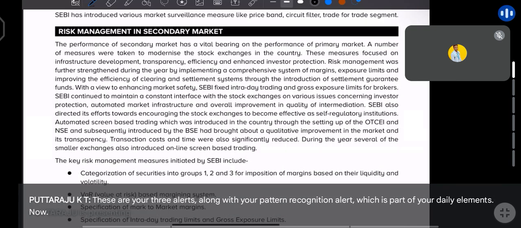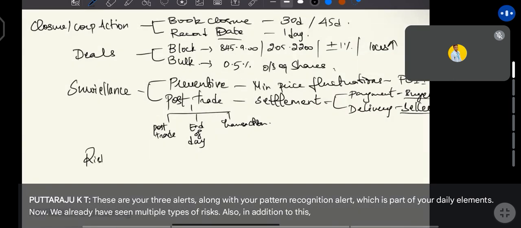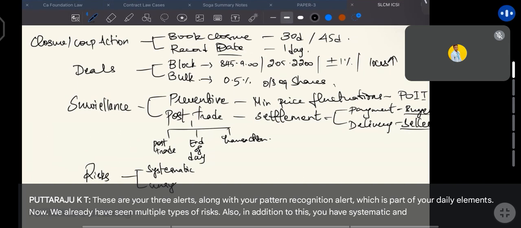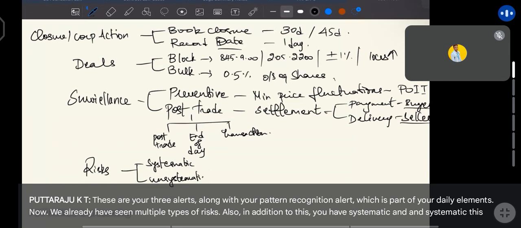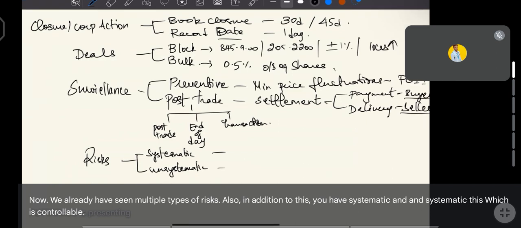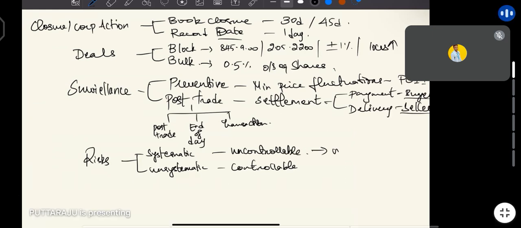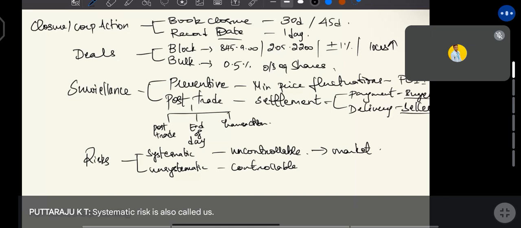Now, we already have seen multiple types of risks also in addition to this. You have systematic and unsystematic risk. Unsystematic is controllable. Systematic is left out of our hands. Systematic risk is also called market risk.